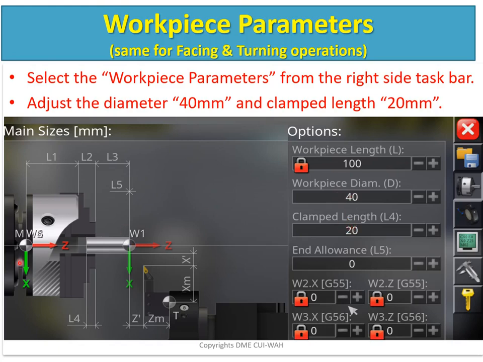This is the clamp length. Clamp length is the length inside this chuck. Here you can say the length of the raw material inside this chuck is known as the clamp length, which I have set 20 mm for good clamping. We have set all the initial parameters of our raw material: 100 mm length, 40 mm diameter. All these are the initial parameters of our raw material.